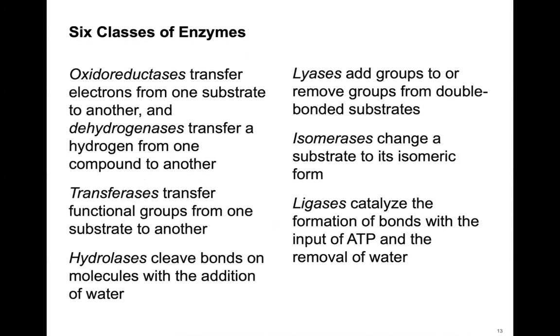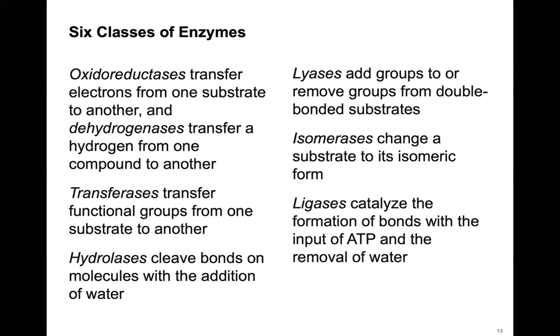There are six classes of enzymes. You have oxidoreductases, which transfer electrons from one substrate to another, and dehydrogenases, which will transfer a hydrogen ion from one compound to another. Transferases will transfer functional groups from one substrate to another. Hydrolases will cleave bonds on molecules with the addition of water.